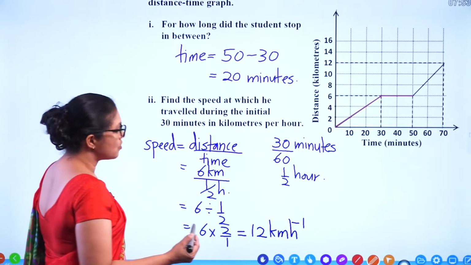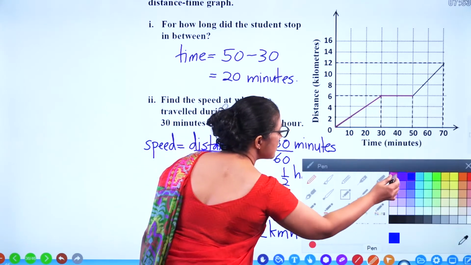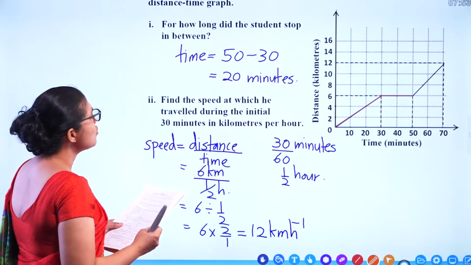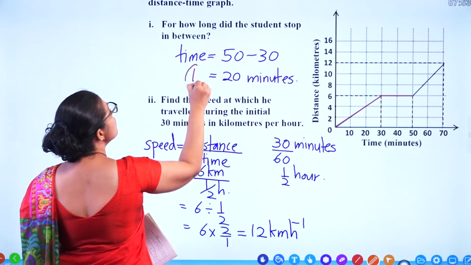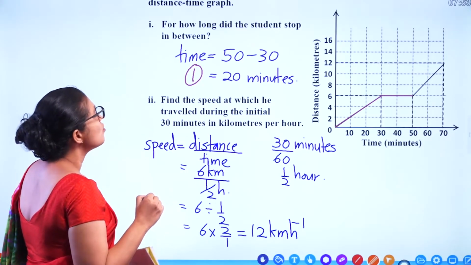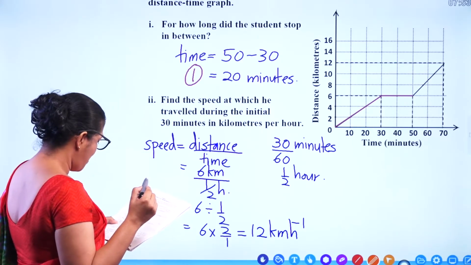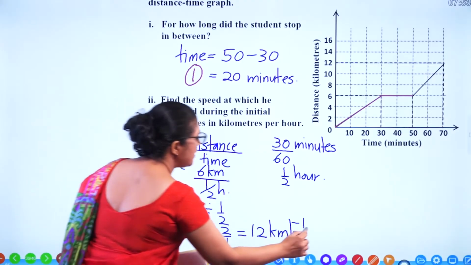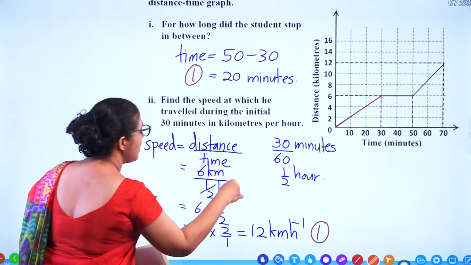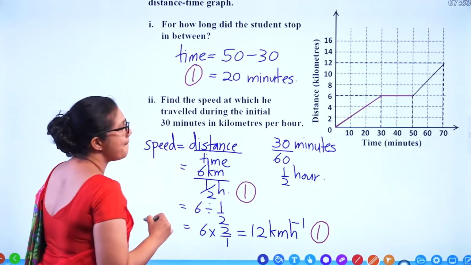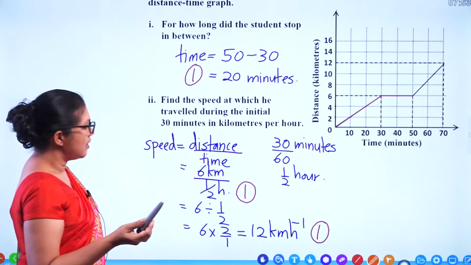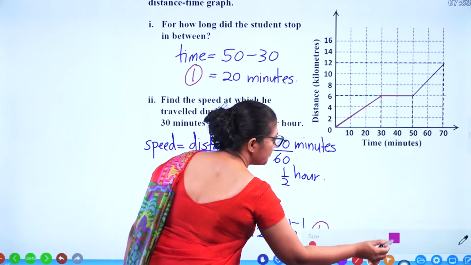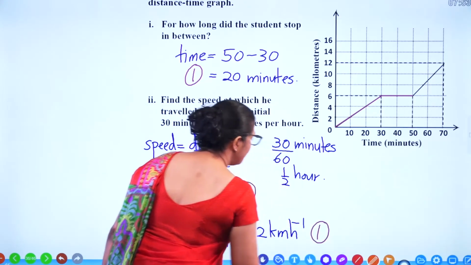So how many marks you are getting? So let's take these 2 steps. You get just 1 mark to find out this 20 minutes, and then you get 2 marks to identify this. So 1 mark here and 1 mark for the method. So altogether 3 marks for these 2 parts. Now let's take the other 2.